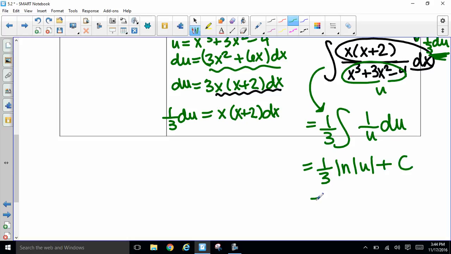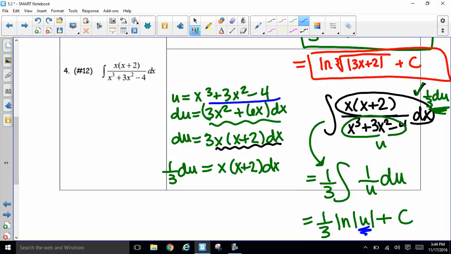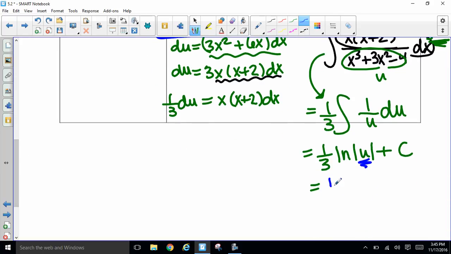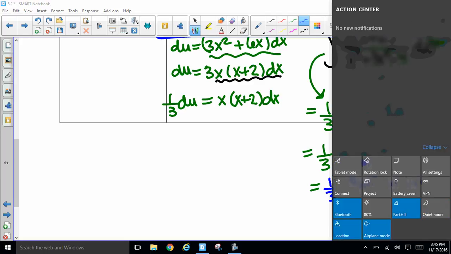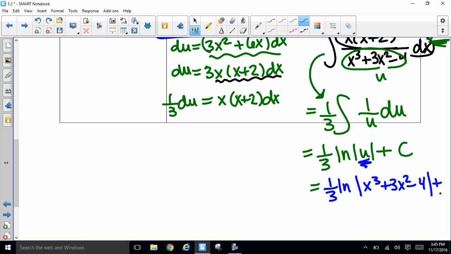And then our last step is just to go back. We have to replace that u. So if you go back and take a look up here, u is equal to that whole big denominator. So I turn this into 1/3 natural log absolute value of x cubed plus 3x squared minus 4, close your absolute values, and then plus c.